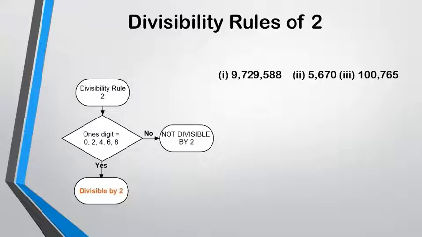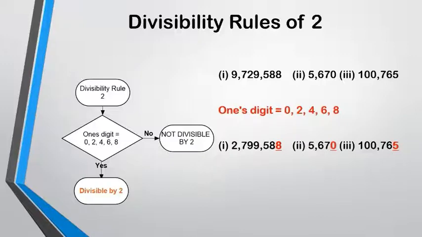Now, we will check if these numbers which I am showing you are divisible by 2. So, we already know the divisibility rule of 2. So, let's check. First, number 1. The ones digit is 8, so it is divisible by 2. The second one, the ones digit is 0, so it is divisible by 2. But the third one, ones digit is 5, so it is not divisible by 2.